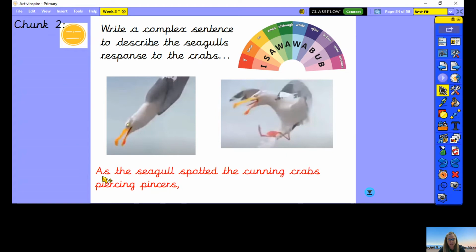So I've started with a subordinate conjunction here. I wrote, as the seagull spotted the cunning crab's piercing pincers, and then I would finish that sentence by saying what happens as the seagull spots those pincers from the crabs. So if you want to add some of those ideas onto your plan now, you can. And there's just a reminder at the top there of all the subordinating conjunctions that you might use to start your sentence.